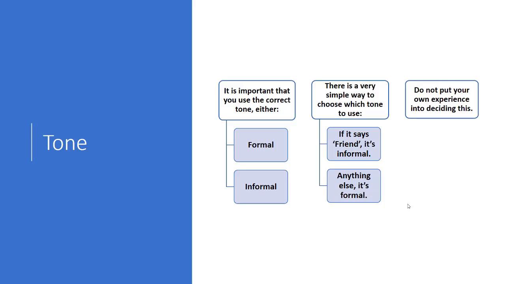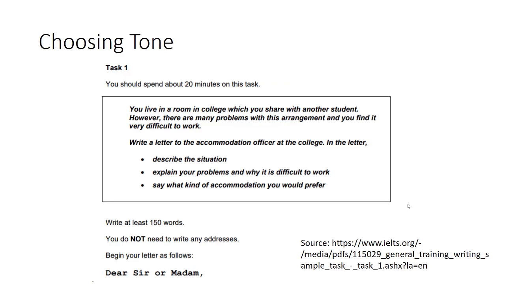If it's to a friend, it's informal. If it's anything else, anybody else, it's formal. Keep it simple. Do not overcomplicate it. Do not comment below, what if I know the manager? If it tells me to write to a manager and I know his name and I go to his house and so on, don't put your own experience on it. If it's a friend, informal. Anything else, formal. Keep it simple.